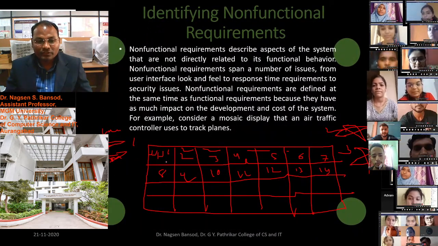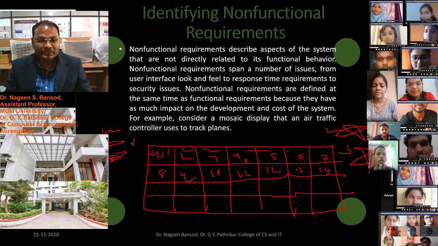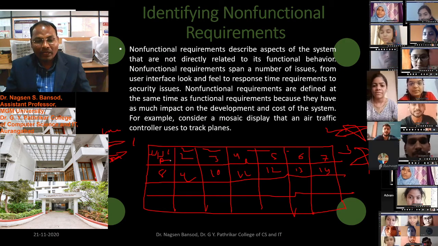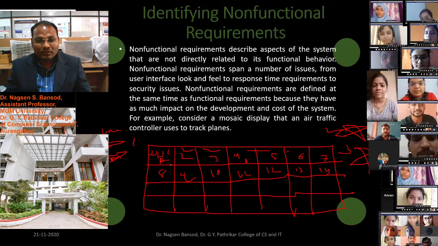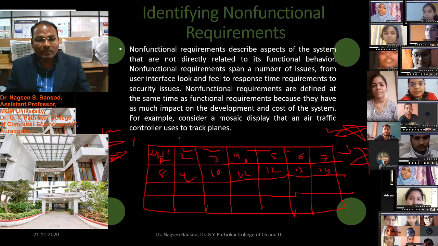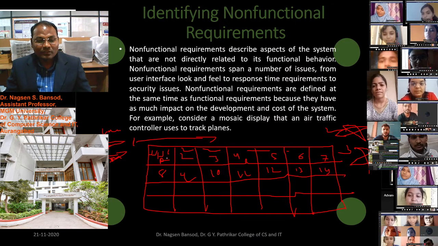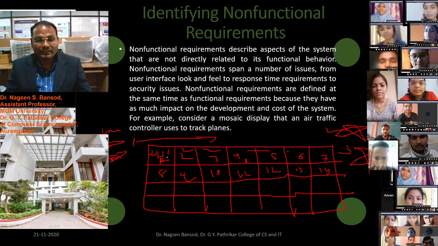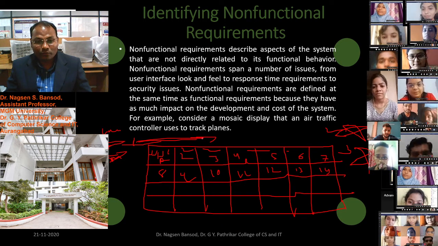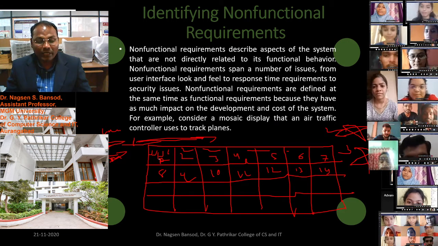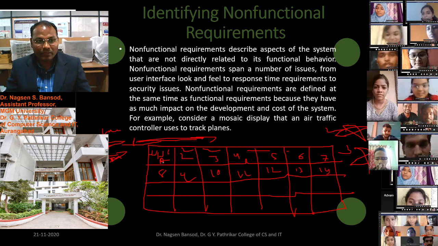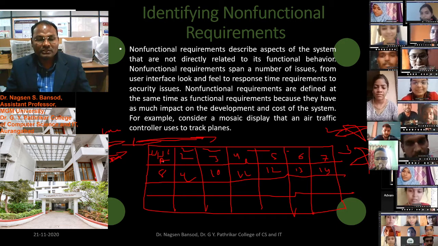this data? Suppose this flight number 1 is at Aurangabad. After 10 minutes in this display, if this flight flies from Aurangabad to Jalna, then it should show here. This flight will fly from Aurangabad to Jalna. Okay, no problem. But it should happen. The change should happen in this display, this mosaic display. This is the non-functional thing.